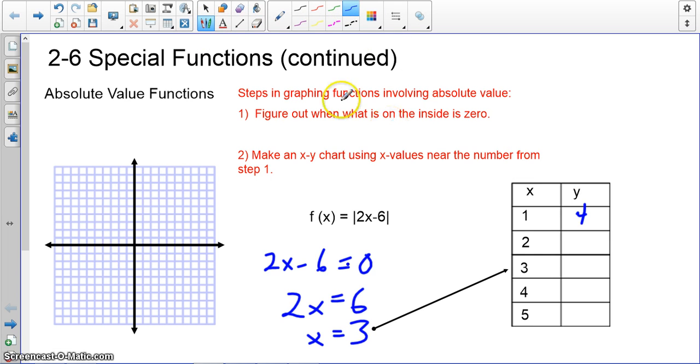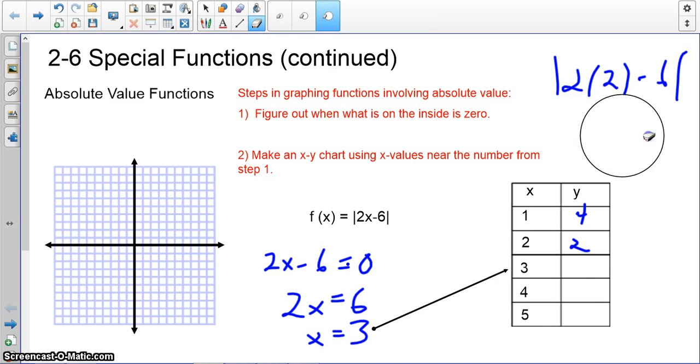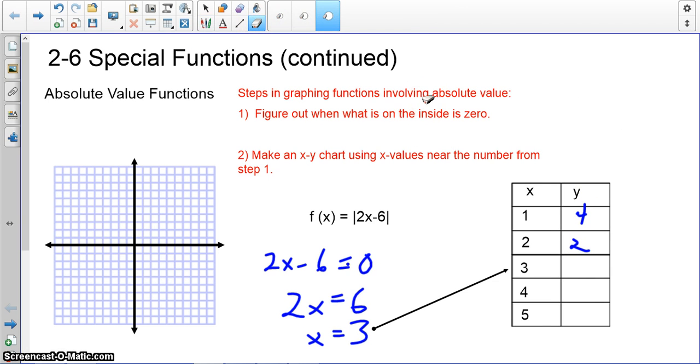Then you do 2 times 2 minus 6 in absolute value. So it's 4 minus 6, so that's a negative 2 in absolute value. So you get 2. Okay. One more, and then you guys probably would be a good idea to just pause it and do it yourself. But I'll do one more.